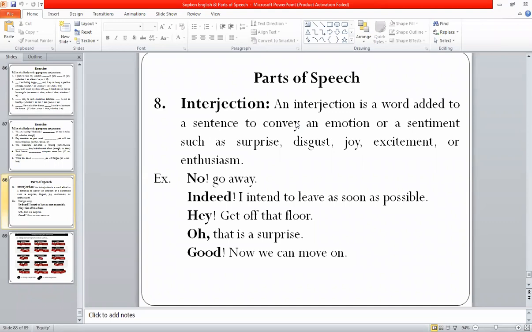So see the first example. No, go away. So no here is the interjection. Why is it so? Because it has an exclamation after it. Then see the next example. Indeed, I intend to leave as soon as possible.